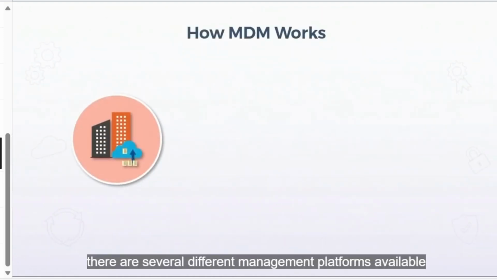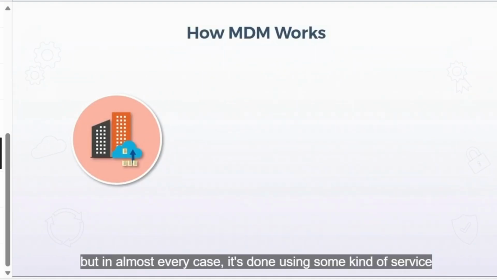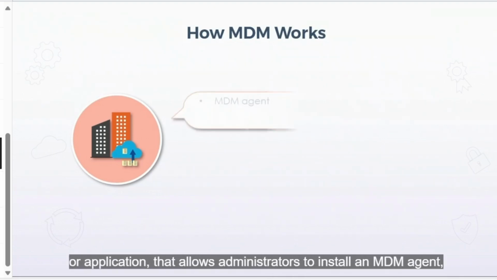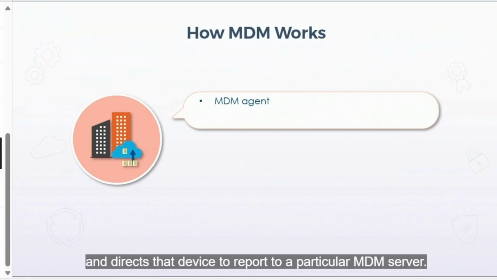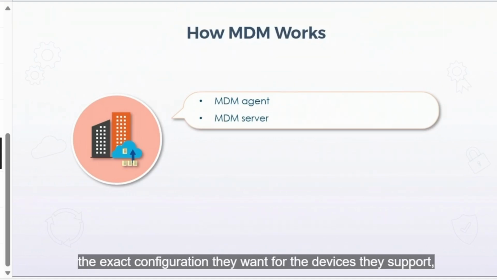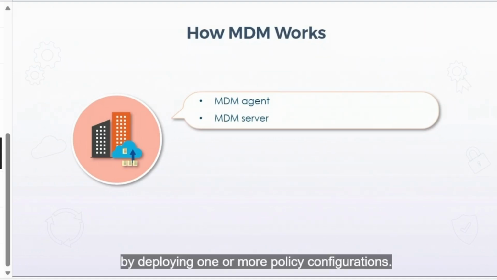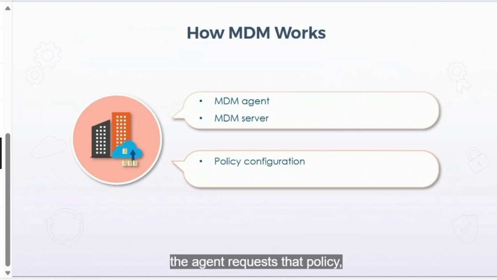And on that note, there are several different management platforms available from which to choose, but in almost every case, it's done using some kind of service or application that allows administrators to install an MDM agent, which is the service that runs on the client device, which conscripts it into the management service, and directs that device to report to a particular MDM server. The server is where administration would specify the exact configuration they want for the devices they support by deploying one or more policy configurations.